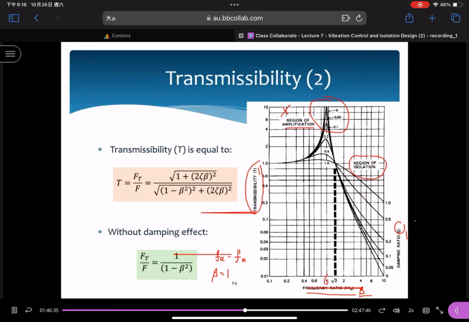How can we achieve this system? How can we go to the regional isolation? Not at this one. We need to design a system. The ratio must be equal to √2 or larger than √2. In that case, we can go to the regional isolation.